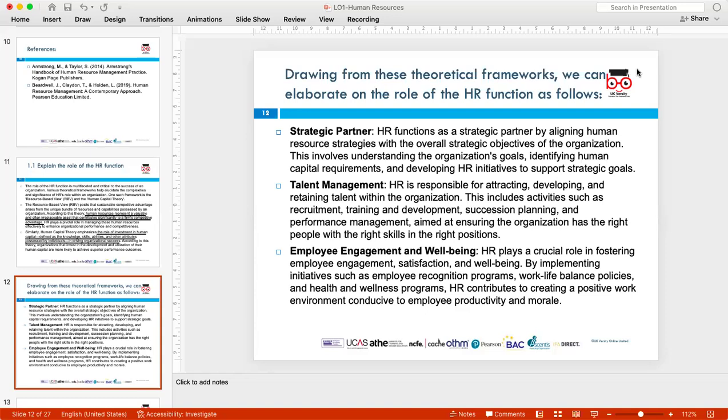Again, we'll understand this with an example. HR at a retail store creates a mentorship program where seasoned employees help newly hired ones learn the ropes, improving job performance and reducing turnover. Employee engagement and well-being. HR plays a crucial role in fostering employee engagement, satisfaction, and well-being by implementing initiatives such as employee recognition programs, work-life balance policies, and health and wellness programs. HR contributes to creating a positive work environment conducive to employee productivity and morale.